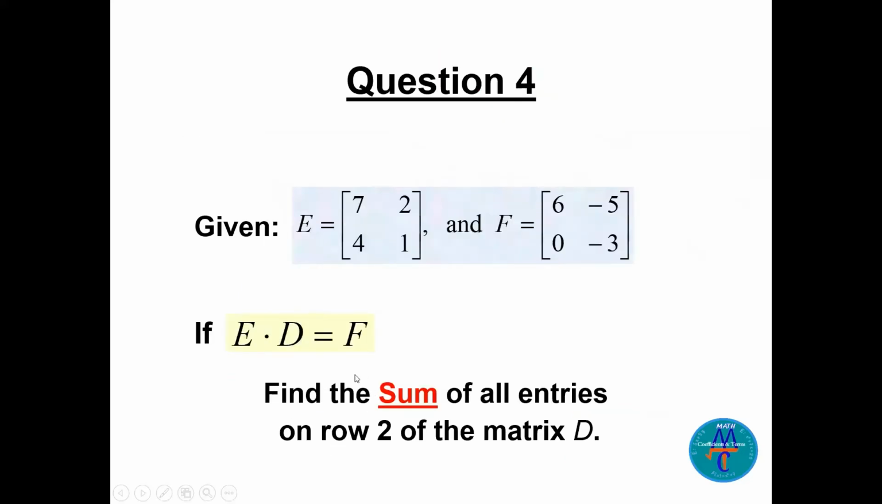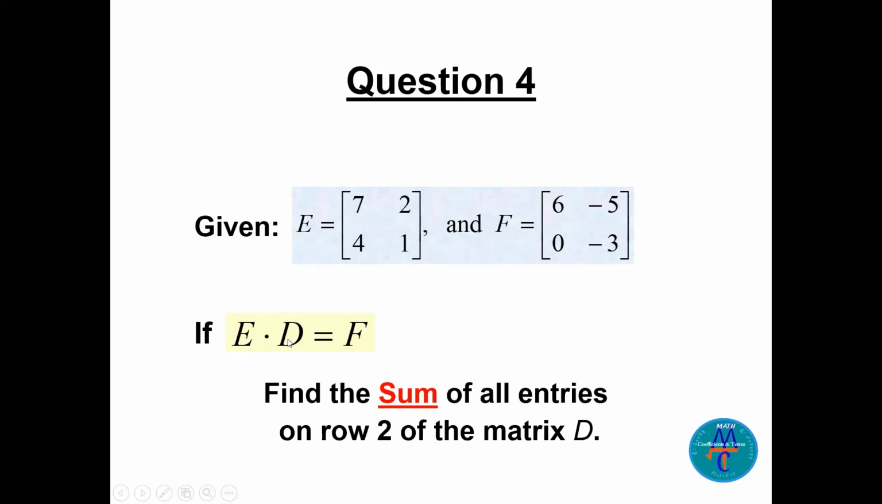Question number 4 is a nice question. We have matrices E and F, 2 by 2 each one. If E times D is equal to F, E is given, F is given, we have to look for capital D, which is a matrix. Find the sum of all entries on row 2 of the matrix D. So we have to find the D.